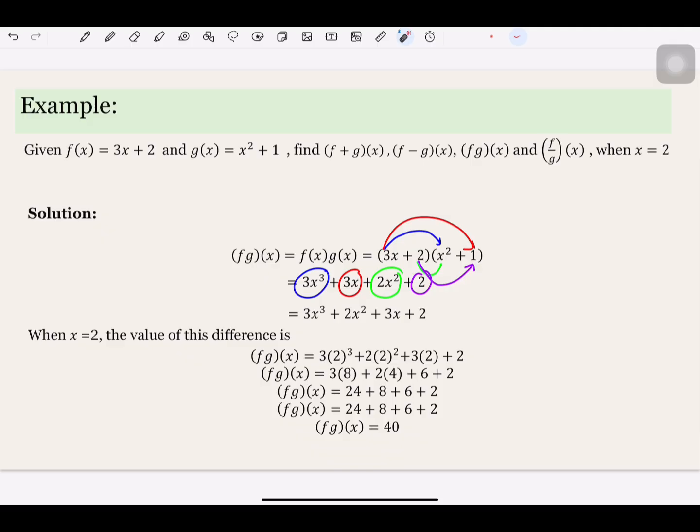And then in order to evaluate this at 2, you have to substitute 2 into this function. Once you do the simplification, you can get the answer as 40. What you can do is you can use your calculator to get this answer.